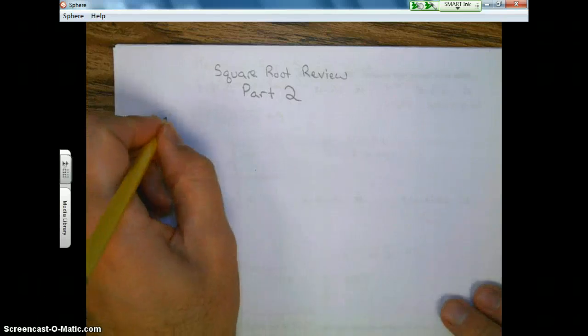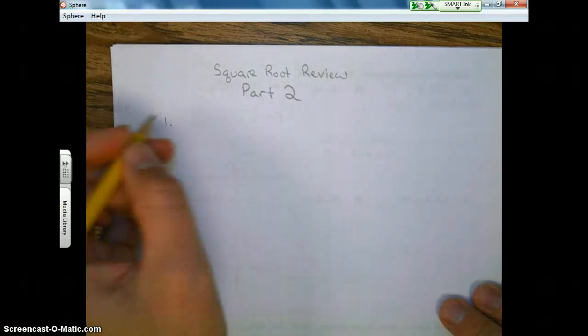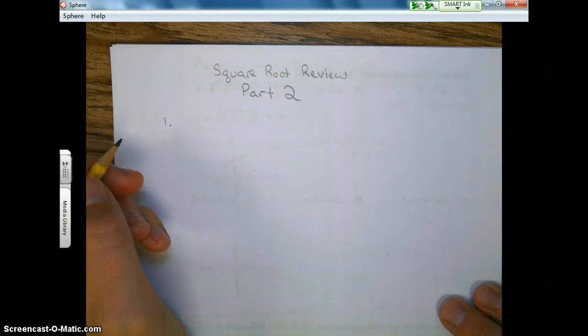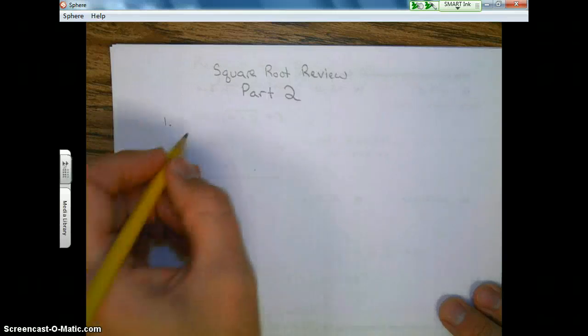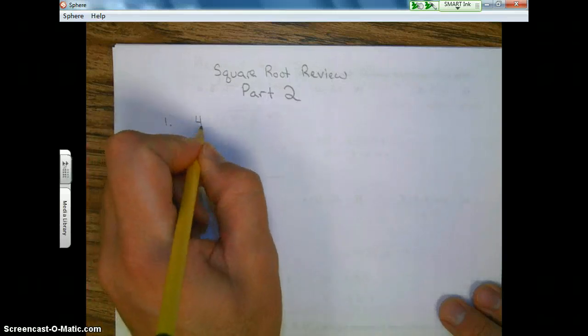Welcome back. Part 2, Square Root Review. We're going to look at some square root equations. We'll look at a couple examples here. So let's go ahead and start off with a basic one.